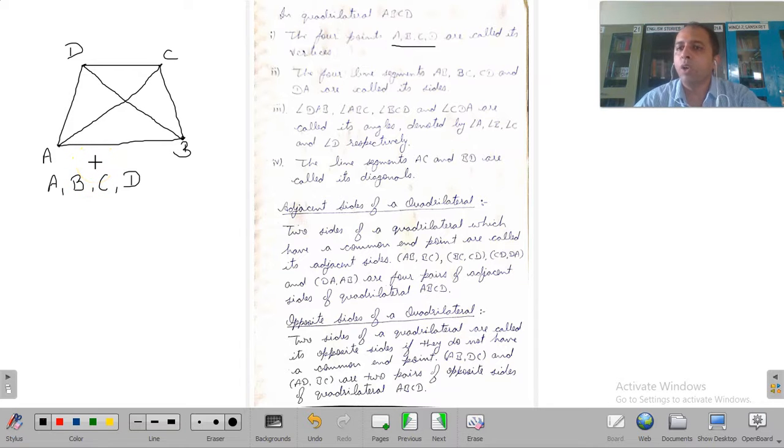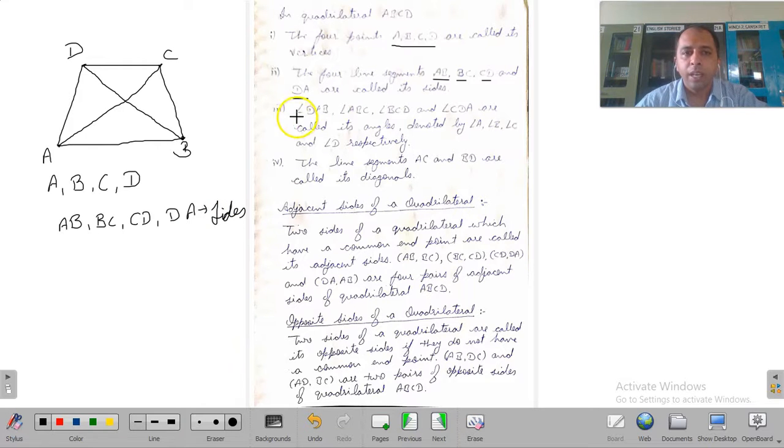Vertices means the corner points of the quadrilateral. The 4 line segments AB, BC, CD and DA are called its sides. So, line segment AB, then BC, then CD and lastly DA. These are 4 line segments and they are known as sides of the quadrilateral.